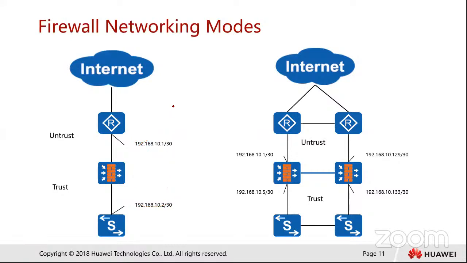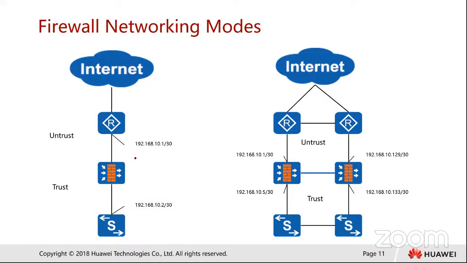So they must be in the same network segment, and in this mode, the upstream and the downstream interfaces of the firewall work at layer 2. These guys only work at layer 2 if you're going to operate it in mode 1. So they only work at layer 2 and they do not even need to have IP addresses.